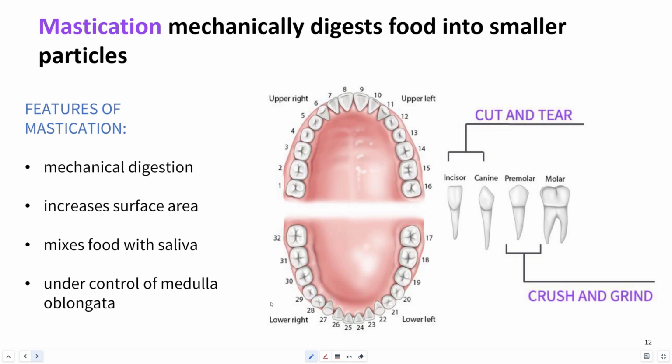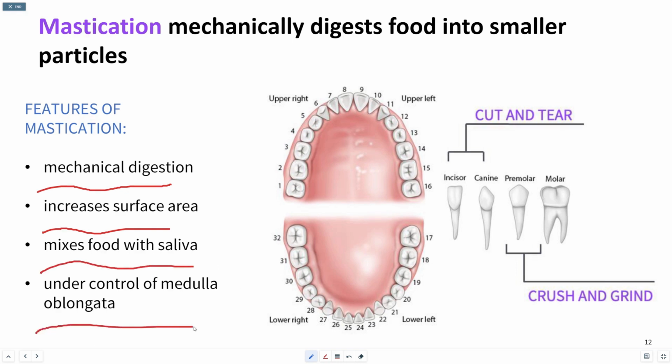Some key features of mastication include mechanical digestion, increasing the surface area, mixing the food with the saliva, and it is under control of the medulla oblongata. Deciduous teeth are about 20 teeth that erupt between the ages of 6 and 30 months after birth. Permanent teeth are the 32 that replace those deciduous teeth.